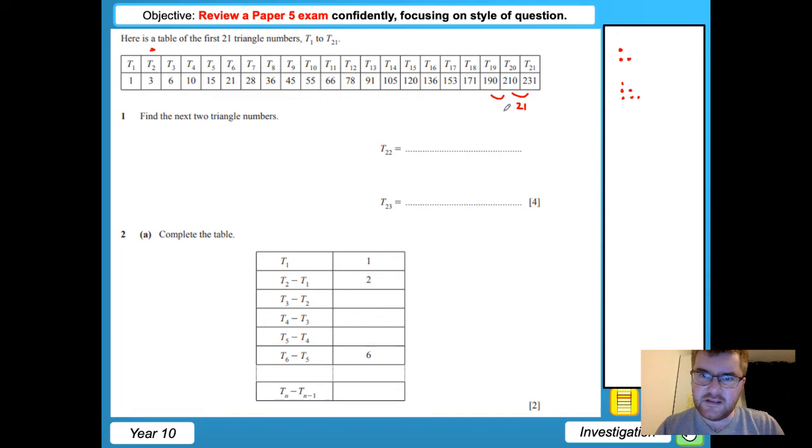The difference between these is 20. The difference between the next 2 numbers is 19. The next difference between these numbers is 18, and so on. So our pattern is the differences themselves change by 1 each time. So have a think, give you 10 seconds, have a think what this difference would be following the pattern I've drawn on the board.